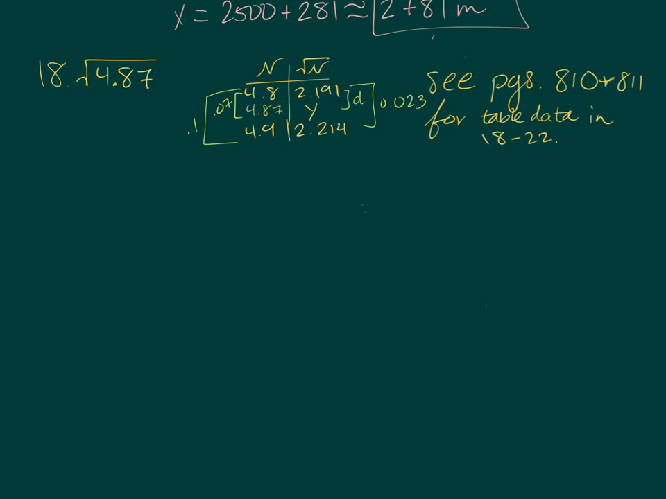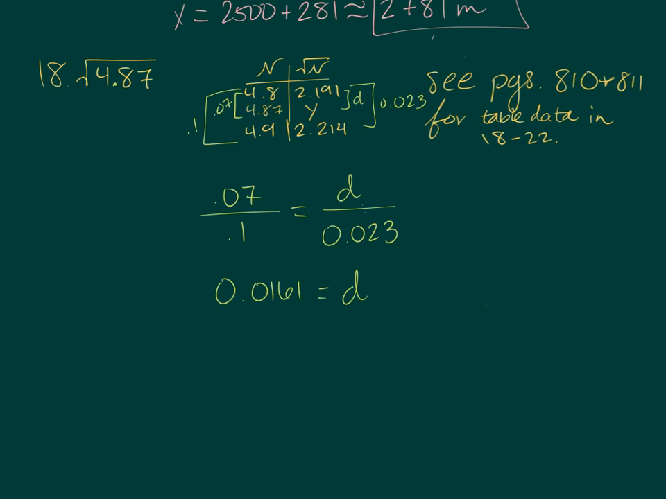So we're going to set up our proportion. We've got 0.07 divided by 0.1 is going to be equal to D over 0.023. We want to solve for D. So D is going to be equal to 0.0161 because we multiply both sides by 0.023. And then we're not done though.